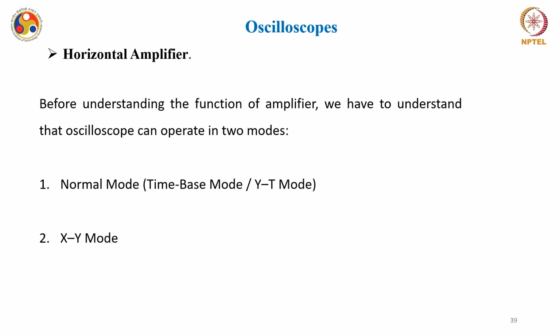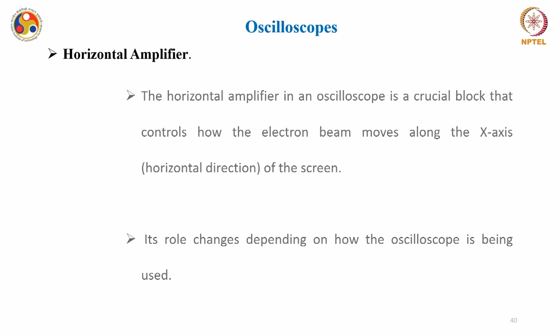Before understanding the function of this horizontal amplifier, we have to again understand that the oscilloscope can operate in two modes. We have discussed this in the initial part of this lecture. We have seen that there are two modes. One is the normal mode, sometimes also known as time-based mode or YT mode, and then we have the XY mode of this oscilloscope, okay.